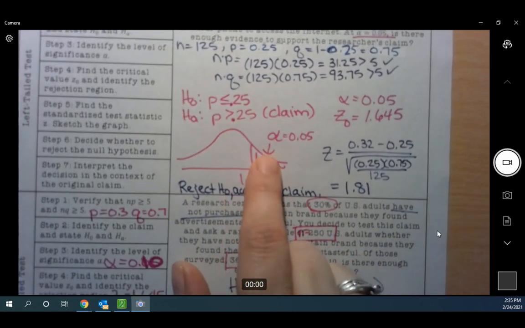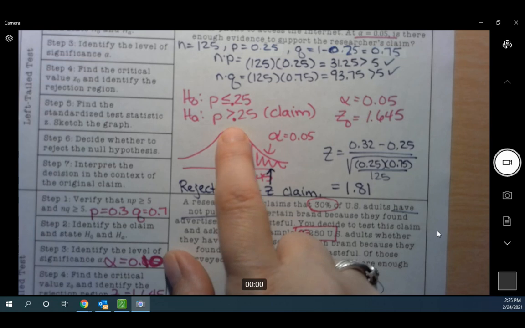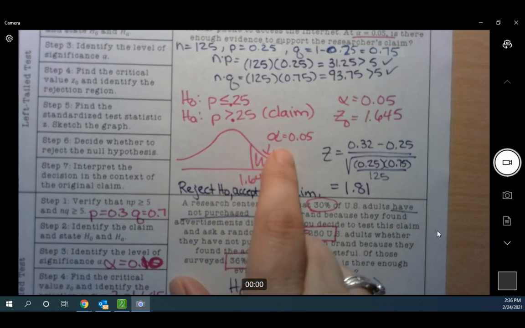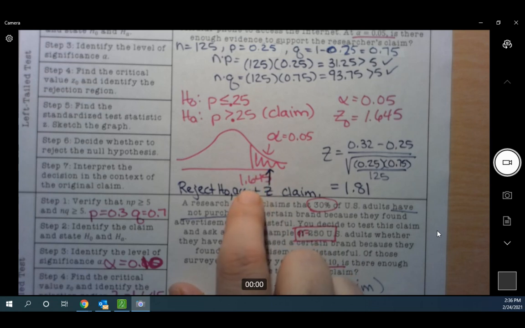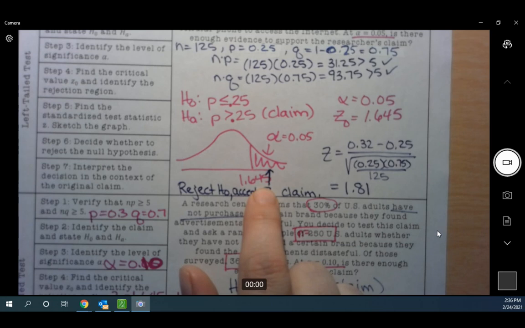So the shading is to the right because the HA was greater than, and that is 0.05, which corresponds to 1.645. So the rejection zone is z bigger than 1.645.